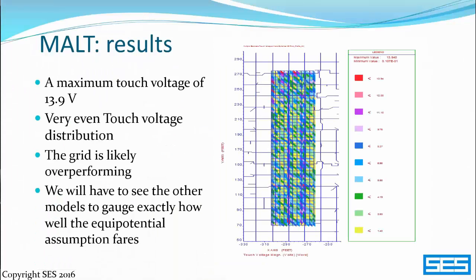So we see a maximum touch voltage value of 13.94 volts, which is promising since it's well below our target limit of 213, though keep in mind that it's likely that the grid is overperforming. We'll have to see the other models to gauge exactly how well the equipotential assumption fares. So now we move on to the next level model.